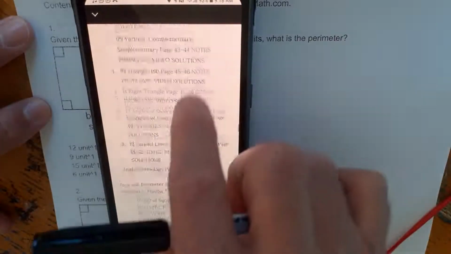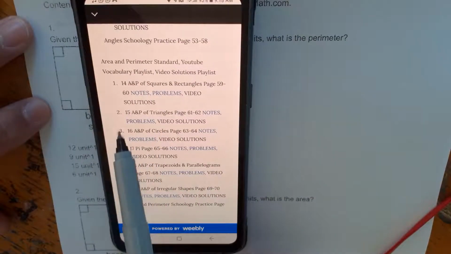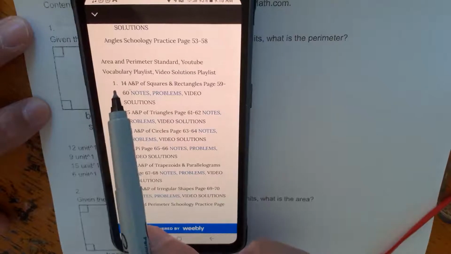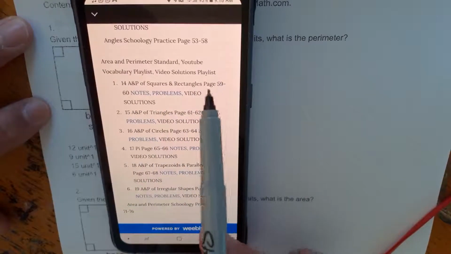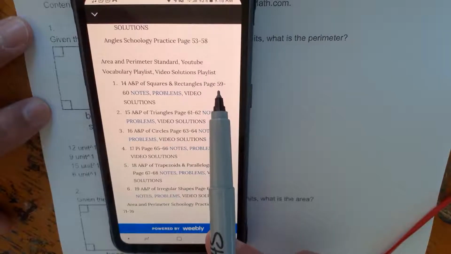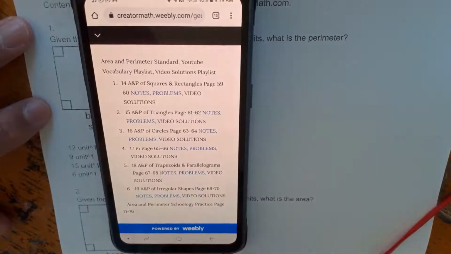Let's find this unit. This unit is area and perimeter. Here it is, and there's 1, 2, 3. Here are the lessons under it. We're on lesson number 1, area and perimeter of squares and rectangles. It goes on these pages of your comp book. Don't look at this video for the page numbers. Please look at the original table of contents on creatormath.weebly.com. We're going to click Notes. This is what goes in your comp book on those pages.